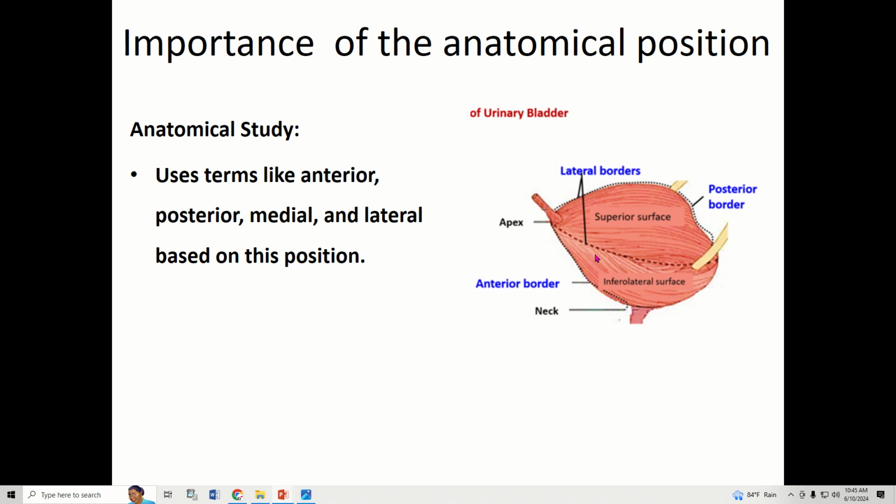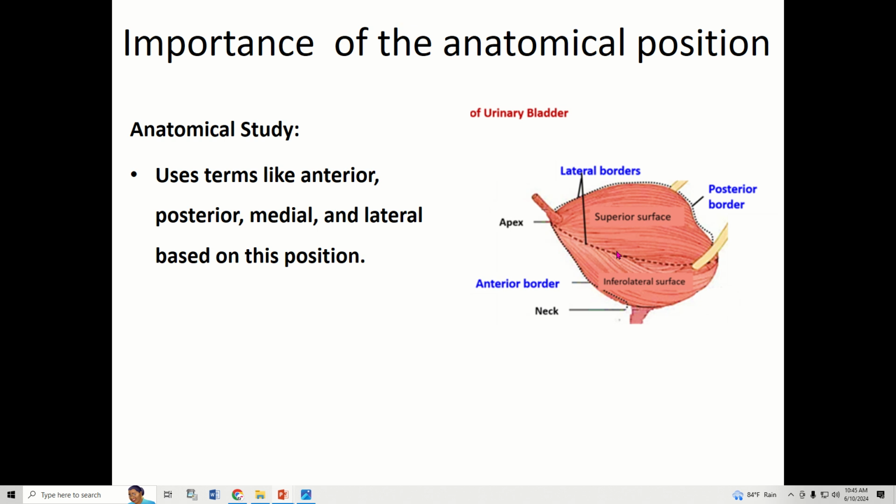The anatomical position uses terms like anterior, posterior, medial, lateral based on this position. We hold this as the anatomical position of the urinary bladder. After holding this position, we explain its external features. This is the superior surface, this is the posterior border, this is the lateral border, this is the anterior border, this is the inferior lateral surface.